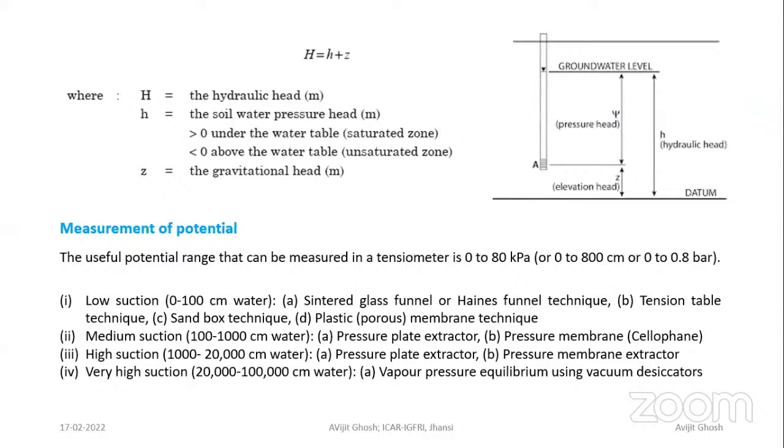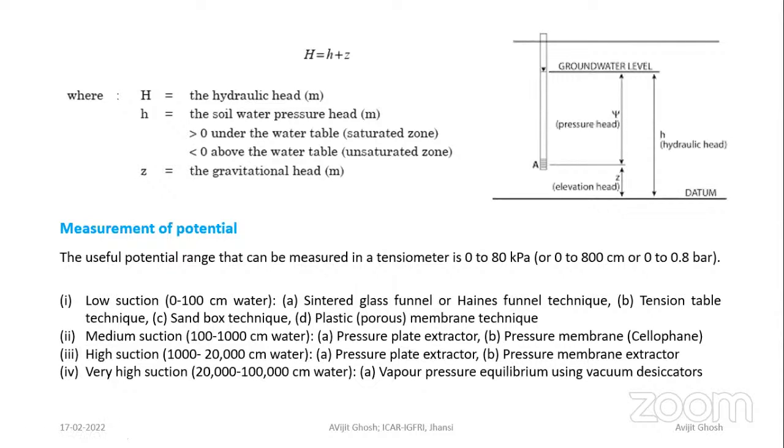Now one question is generally asked: hydraulic head in soil. The hydraulic head is generally the total head. If we consider this as the groundwater level, this is the total hydraulic head, and this is the datum level, that is the reference level. The pressure head plus elevation head, that is gravitational head plus soil water pressure head, is called hydraulic head. How can we measure this potential?